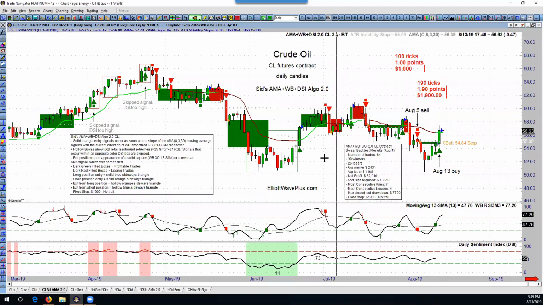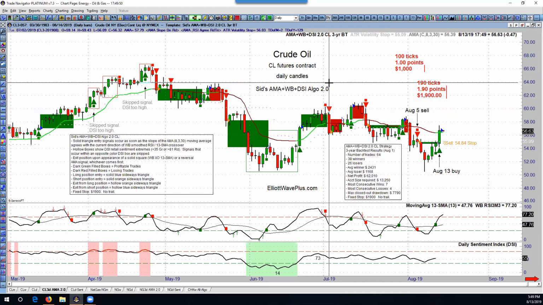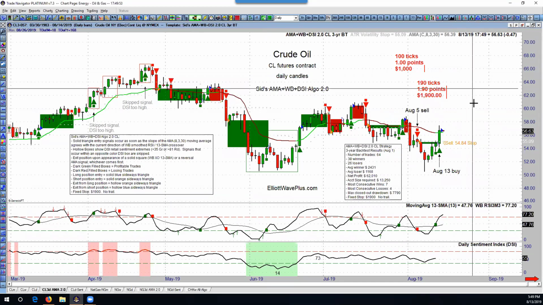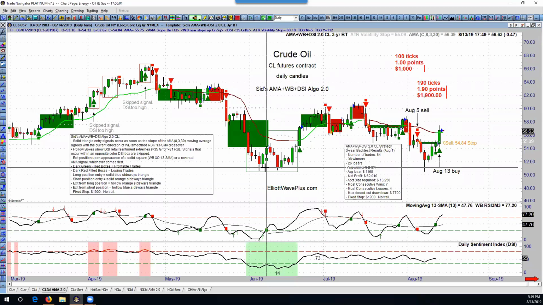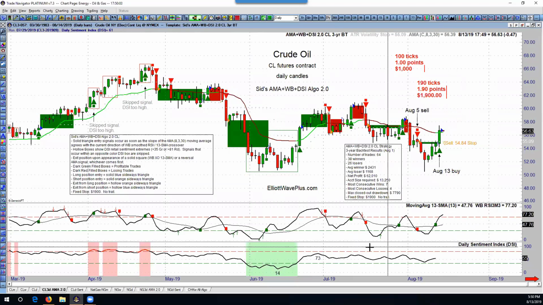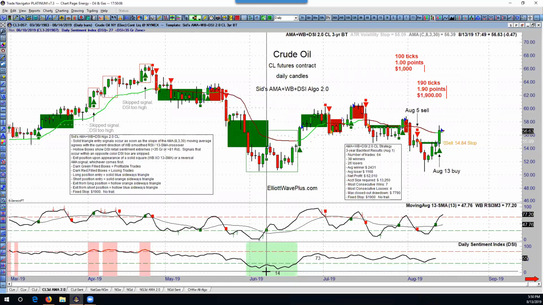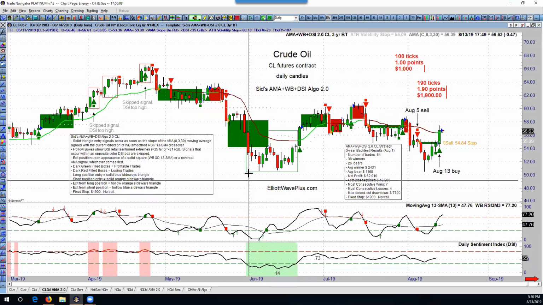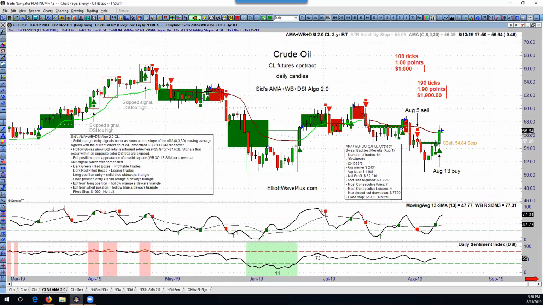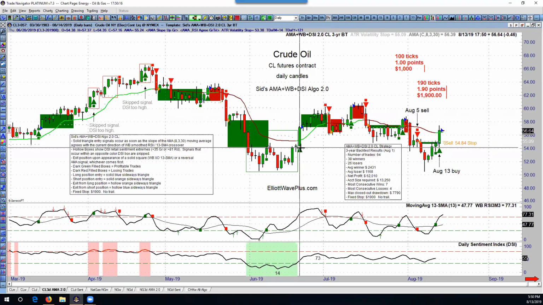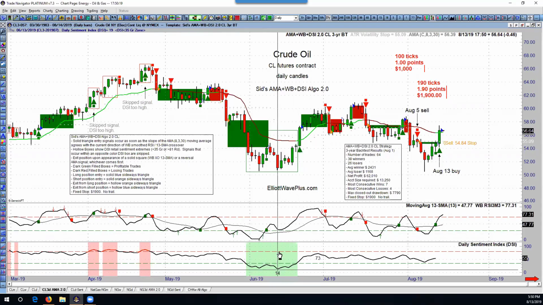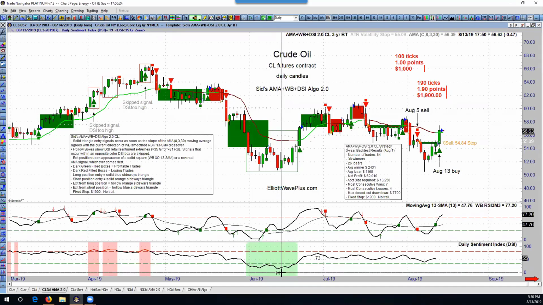And then there's one other thing that I have the Algo do if it is an Algo 2.0, and that is that I have it look at the daily sentiment index. The theory behind the daily sentiment index is if retail traders are overly bullish, they generally will chase a trend lower, and just about the time you get a trend change from down to up, they are at their very most bearish.